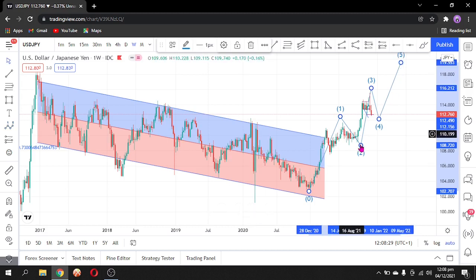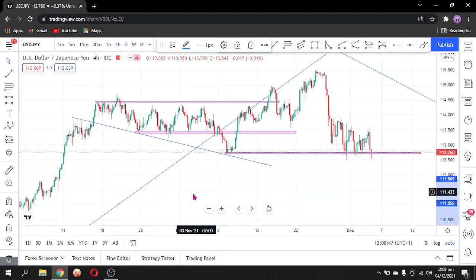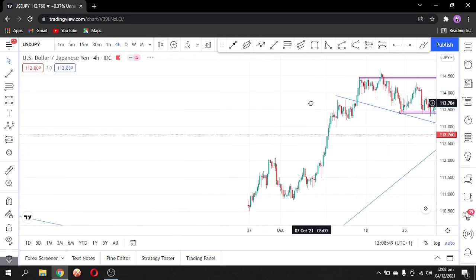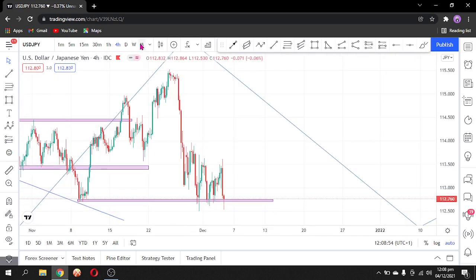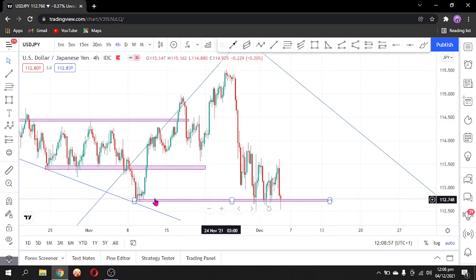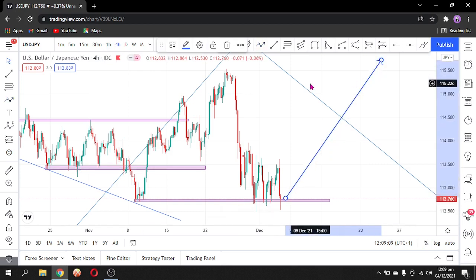If you check around this zone, we have our ABC correction pattern played out, our ABC movement. If we go down to the 4-hour chart, we will discover that the trend overall is bullish and we are expecting the last push up. So we expect this support to hold. If this support should hold, then we would have a push up to the upside.